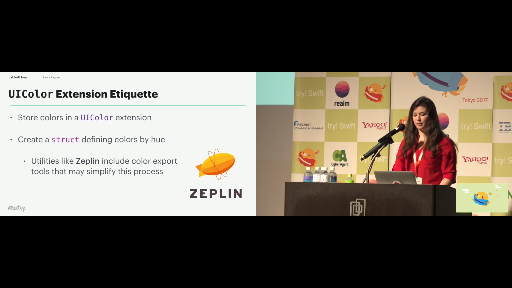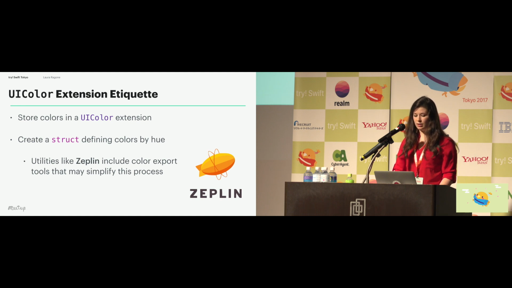We'll begin by creating a UIColor extension to store our colors. This will allow us to access our custom colors in much the same way you would access other colors defined by UIKit. Within this extension, we should include a nested struct to define our palette.